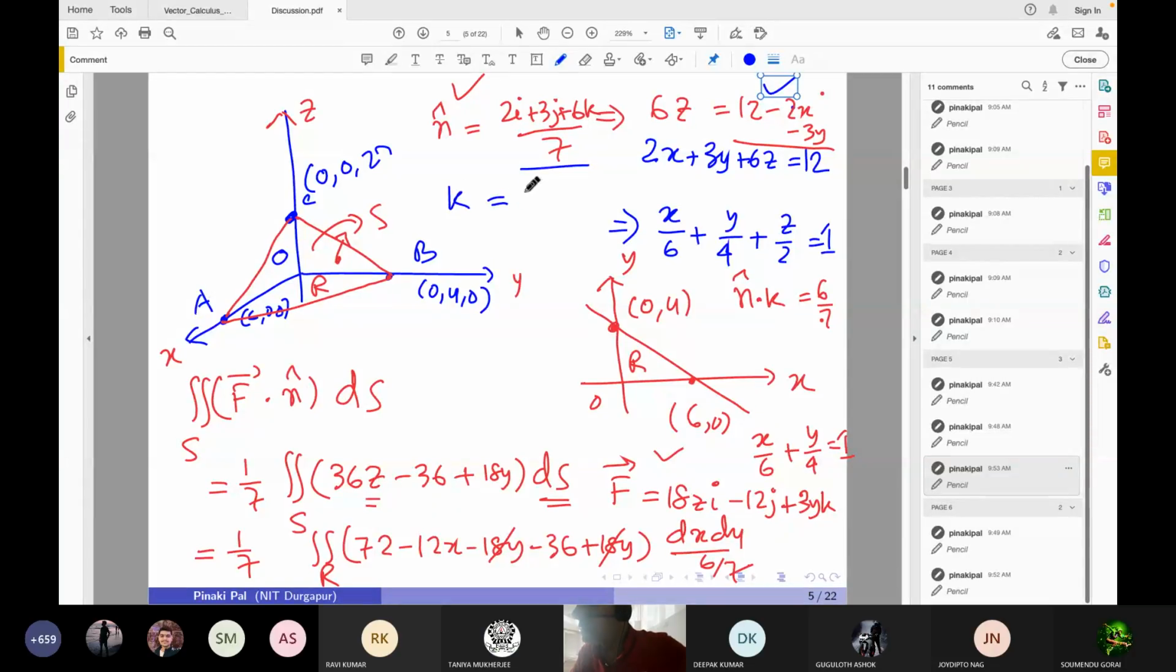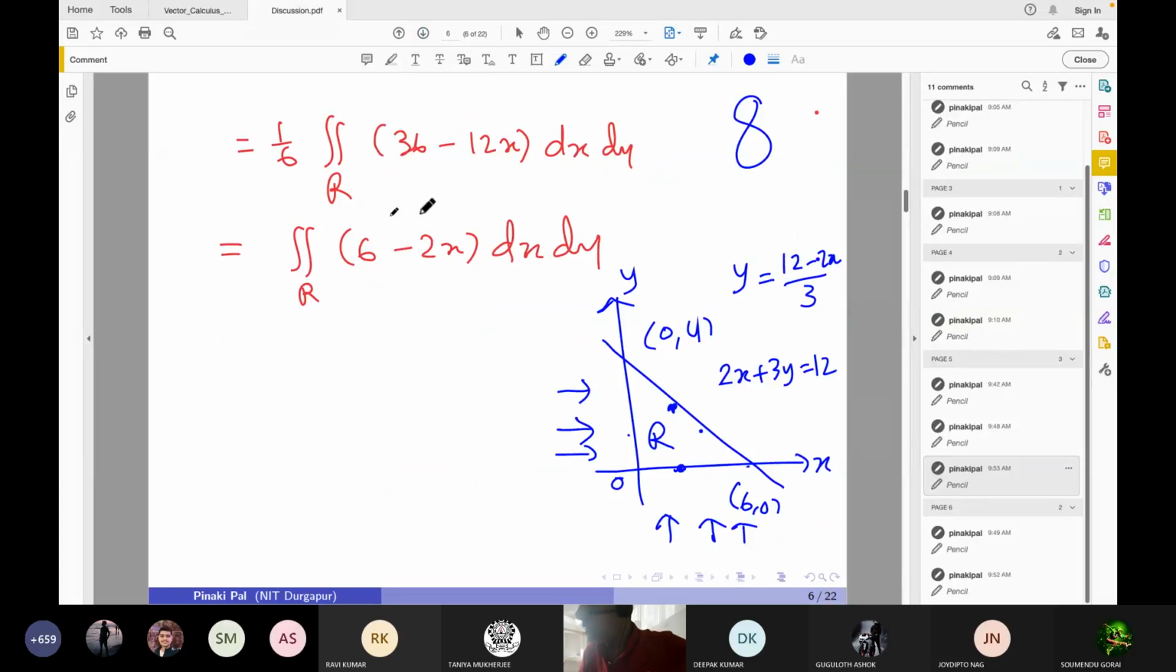This is k means 0 into i plus 0 into j plus 1 into k. You take the dot product of these two, you will get 6 by 7. Sir, the evaluation of n. Evaluation of n, you have to take the gradient. Actually, you have a plane.